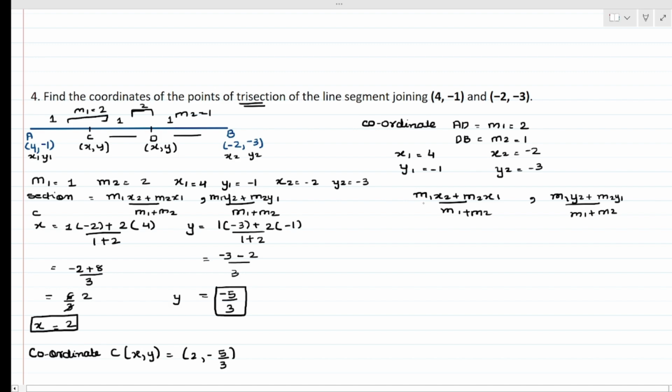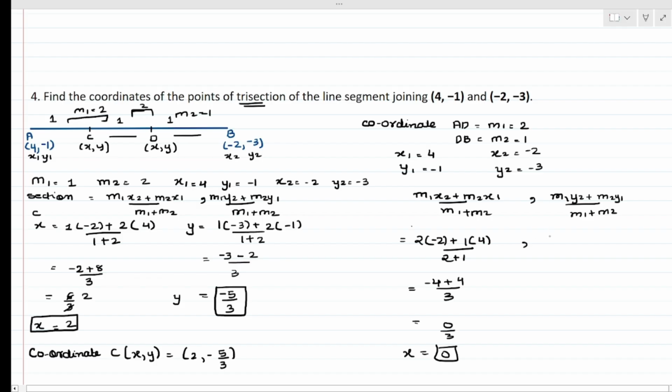Now substitute the things. What is my M1? My M1 is 2 times. What is my X2? Minus 2 plus 1 times 4 upon 2 plus 1. That means minus 4 plus 4 upon 3. Plus minus minus, that means 0 upon 3 gives me 0. So my coordinate of x will be equal to 0.